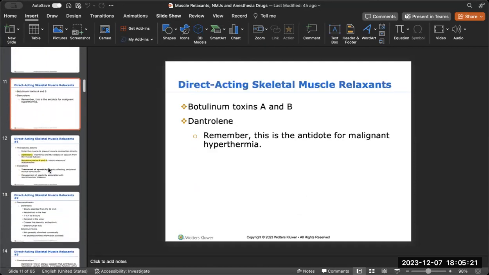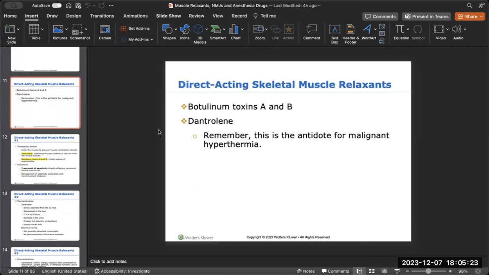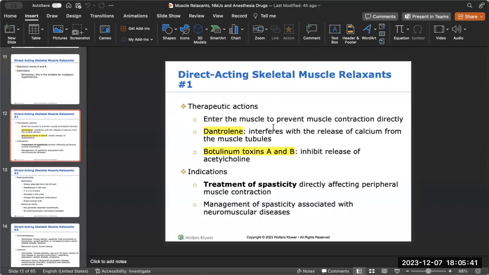Then we have direct acting skeletal muscle relaxants. So these work a little differently than the other ones, because the other ones were working more in the CNS. Dantrolene, or those botulinum toxins, they basically enter the muscle to prevent muscle contraction directly. Okay, it doesn't have to go to the CNS, it actually works on the muscle. That's why they're called direct acting.